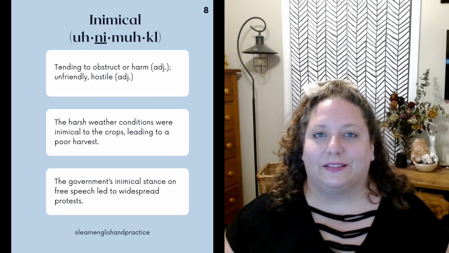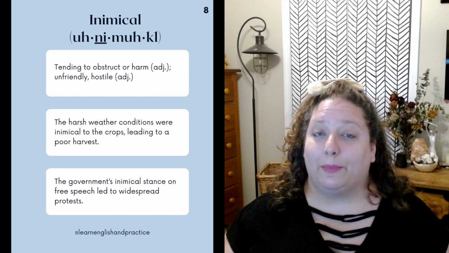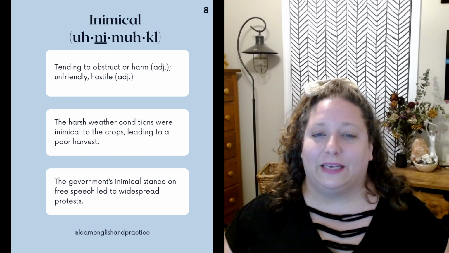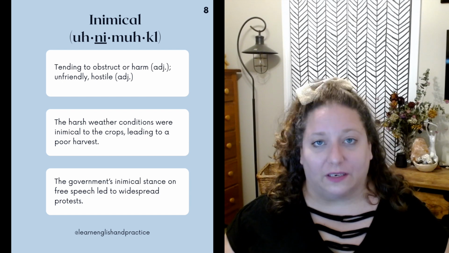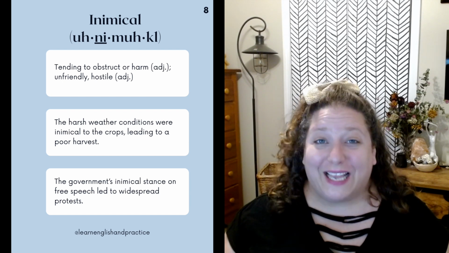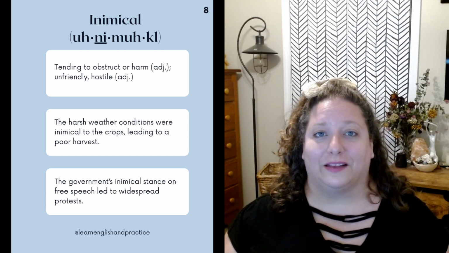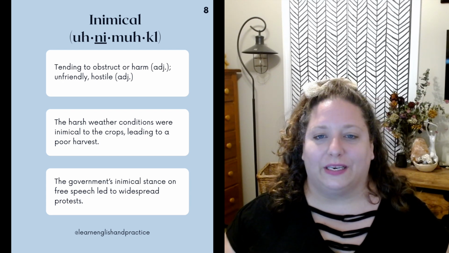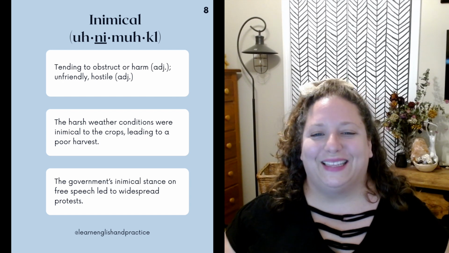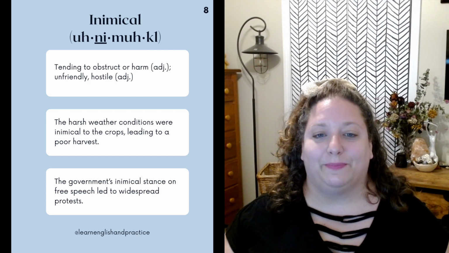So in the United States, in the 1950s and 60s, you could definitely describe a lot of U.S. universities as inimical to women and people of color. Women and people of color were often severely underrepresented, and those who did get into universities were often isolated and had to exist in a hostile and unpleasant environment. Examples are, the harsh weather conditions were inimical to the crops, leading to a poor harvest. The government's inimical stance on free speech led to widespread protests.